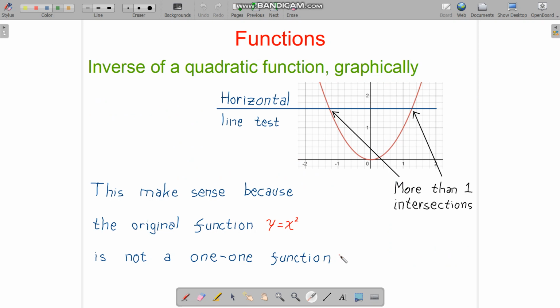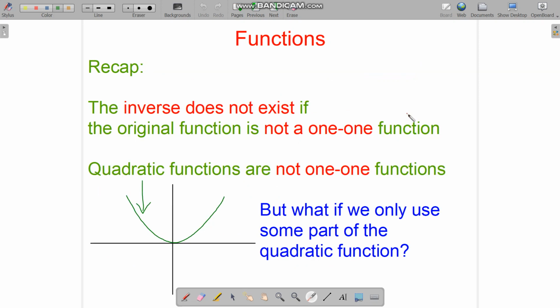This makes sense because the original function, y equals x squared, is not a 1-1 function because it fails the horizontal line test. We have two intersections. So the inverse does not exist if the original is not a 1-1 function, and quadratic functions are not 1-1 functions. But what if we use only some part of the quadratic function?